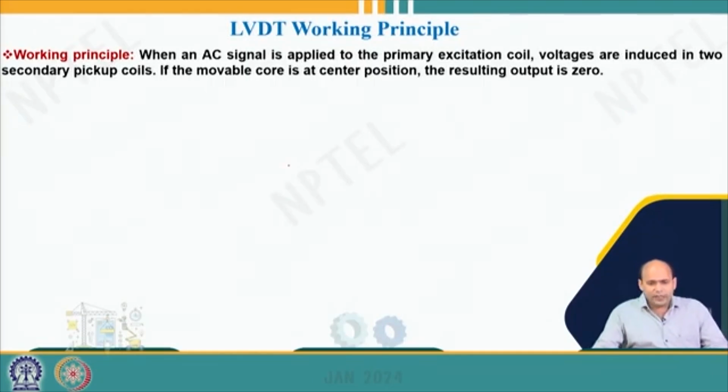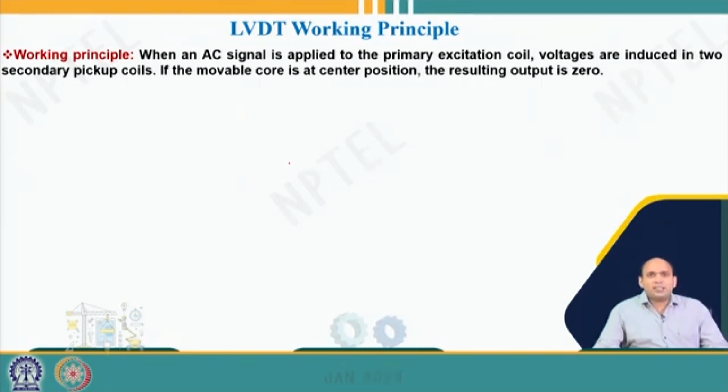So the working principle is, when an AC signal is applied to the primary excitation coil, obviously voltage will be induced in two secondary pickup coils, and obviously the flux cutting will be through the ferromagnetic core, is not it? Now if the movable core is at center position, meaning it is equispaced from both the secondary coils, then what will happen essentially is that in both the secondary coils equal voltage will be induced. And now if they are connected in series opposition, then obviously what will be my output voltage if the core is at center position? 0, is not it?